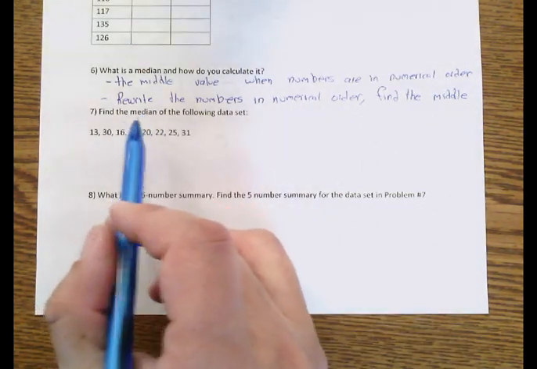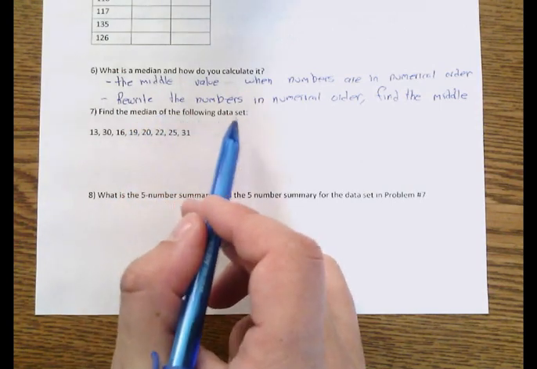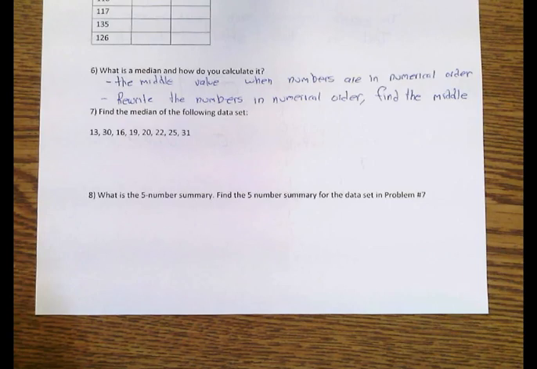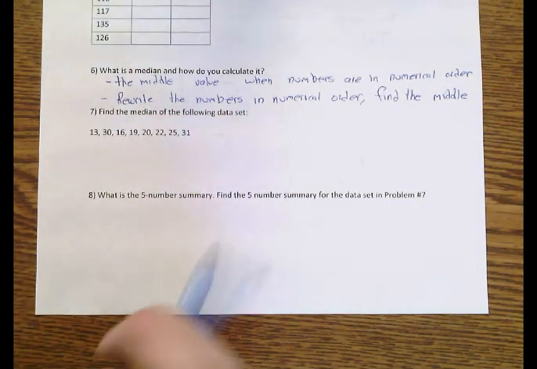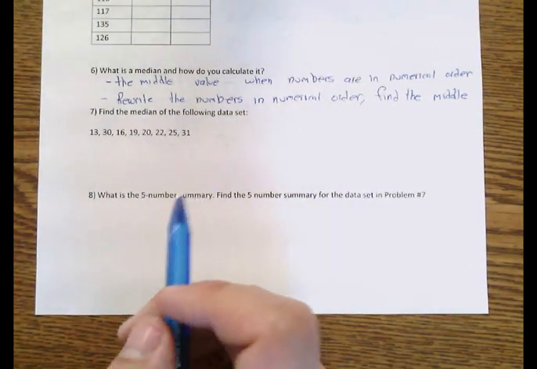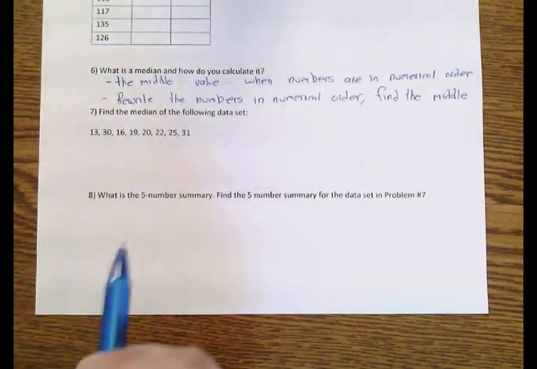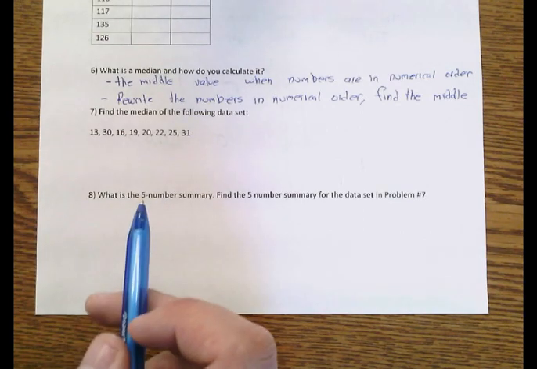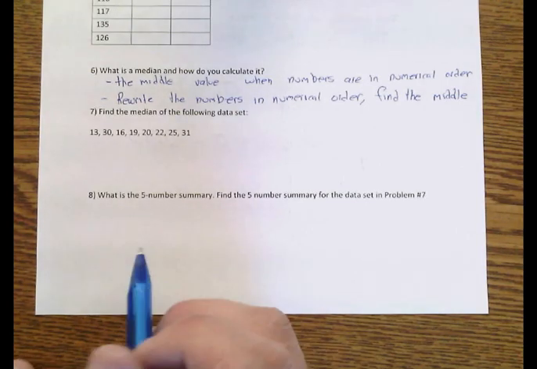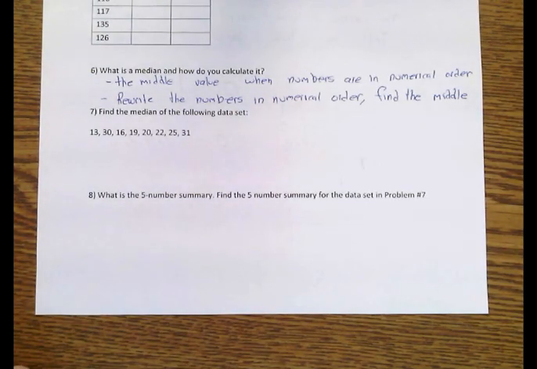So I have an example here, number 7. It says find the median of the following data sets. I have 13, 30, 16, 19, and so on. The first thing we need to do is put things in numerical order. I'm going to start with my smallest number and work my way up. You're going to think this task is pretty easy, and it is, but it's easy to mess up. So be very cautious when you're putting things in numerical order. Make sure you keep an eye out for duplicates.